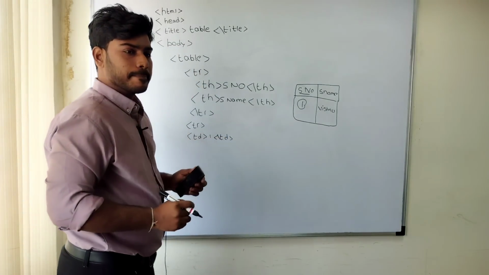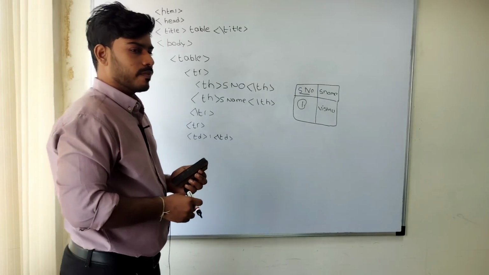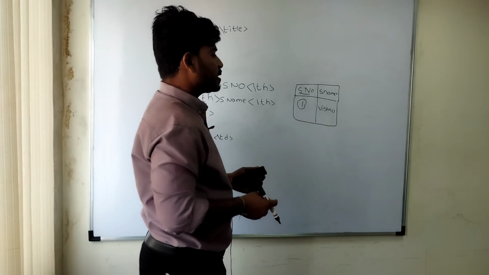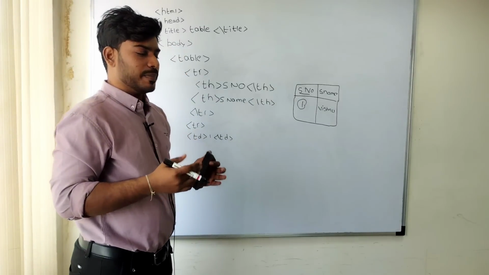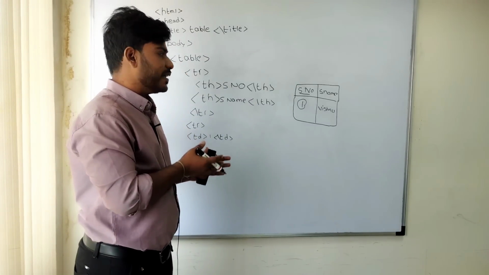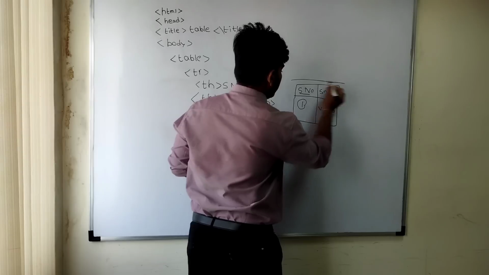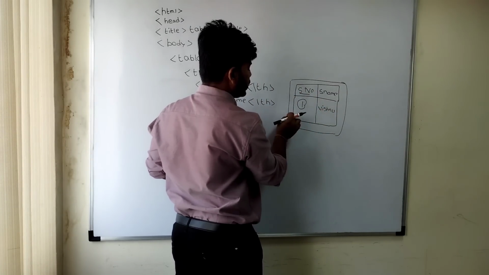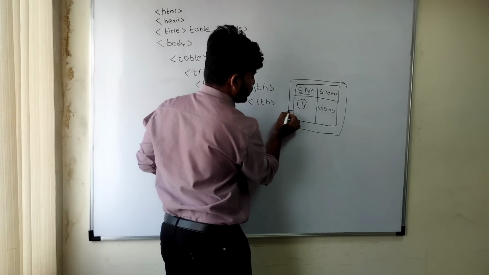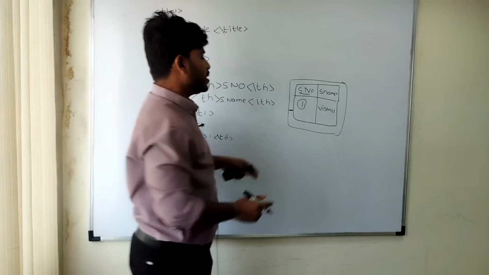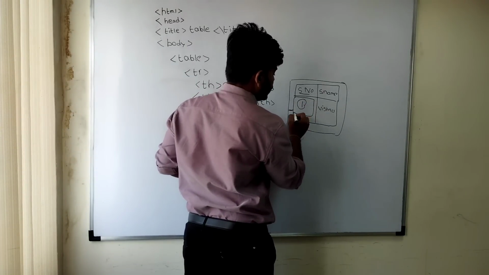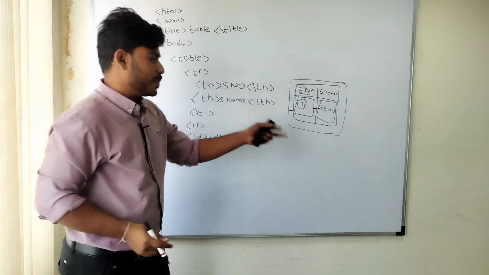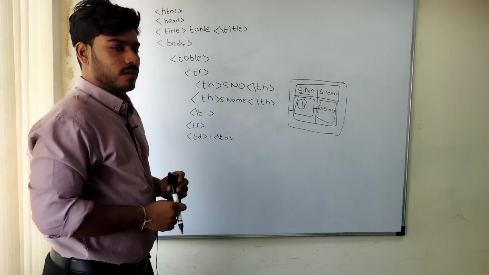What is the difference between cell padding and cell spacing? Cell padding means the space between the cell and the cell content. Here is the table. Inside the table, cells are there. These are the cells and this is the table wall. The space between the cell content and the wall is called cell padding. Cell spacing means, inside the table, this is one cell and this is another cell. The space between these two cells is called cell spacing. Okay. Complete the program.